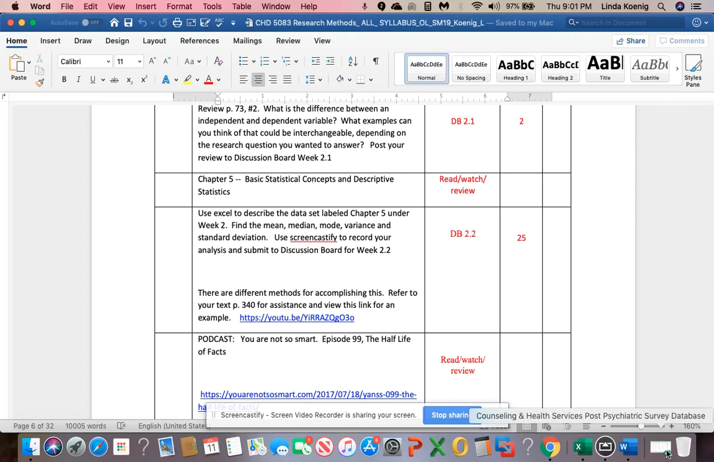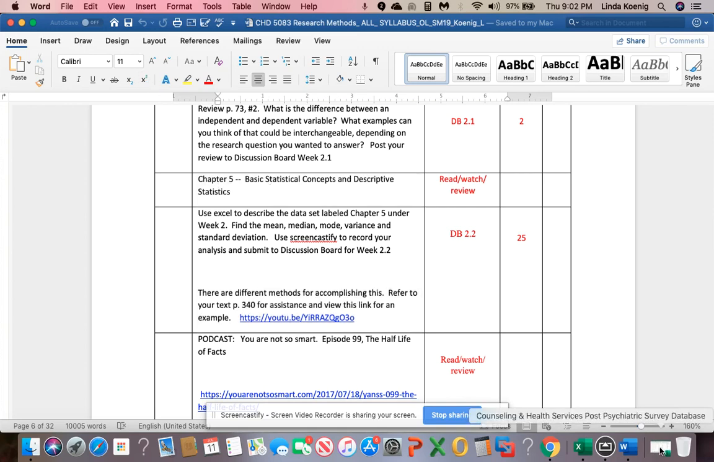Koenig, and I'm getting some questions about this particular exercise, discussion board 2.2. The directions are to use Excel to describe the data set, and the data set is labeled in Chapter 5. It's under Week 2, and we need to find the mean, median, mode, variance, and standard deviation. So some of the questions, I'm going to go over here to the data set.